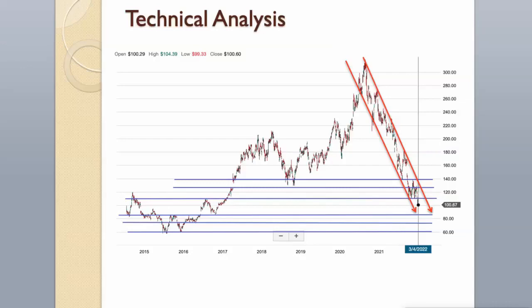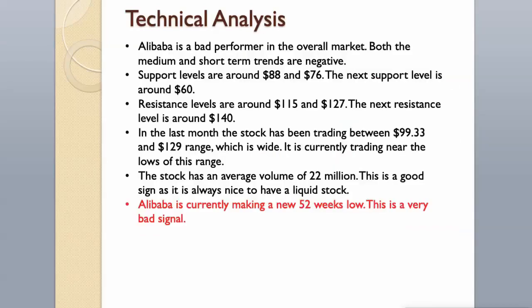In the last month the stock has been trading between $99.33 and $129 range, which is wide. It is currently trading near the lows of this range. The stock has an average volume of 22 million. This is a good sign as it is always nice to have a liquid stock. Alibaba is currently making a new 52-week low. This is a very bad signal.